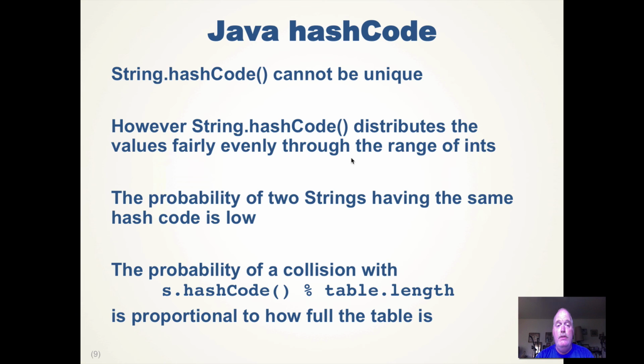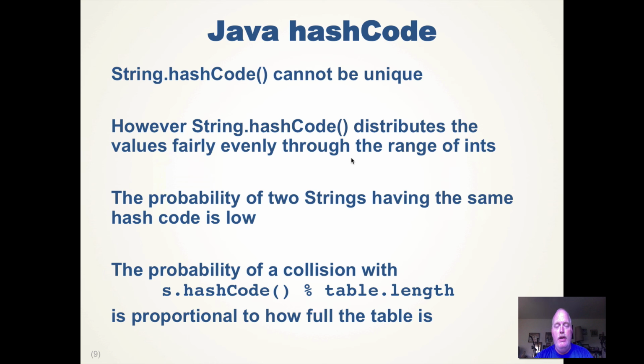Another thing about hash codes is that string hash code cannot be unique because there are more strings than there are integers in the Java integer range. So string hash code will return the same hash code for different strings. But the string hash code method does a good job of distributing the values evenly throughout the range. So the probability of two strings having the same hash code is very low, but it is not 0. And the probability of a collision, when you're using that hash code method and modding by the table length, is proportional to how full the table is.